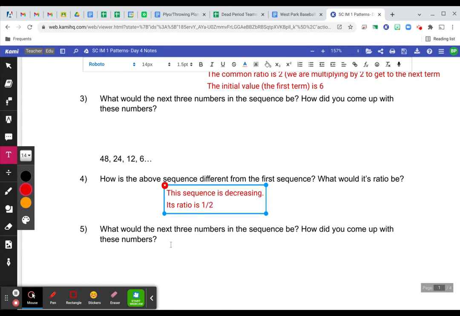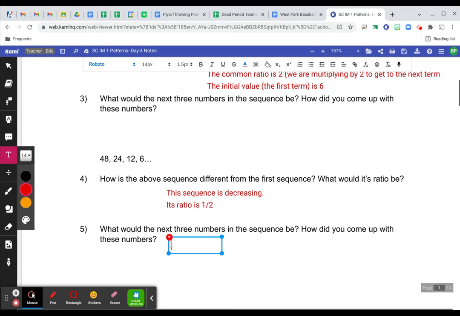What would the next 3 numbers be? Well, you would divide 6 by 2. That would give you 3. You would divide 3 by 2. That would give you 3 halves, or 1.5. And then you would divide 3 halves by 2. And that would give you 3/4, or 0.75. All right.